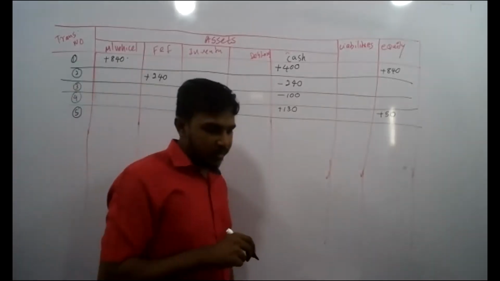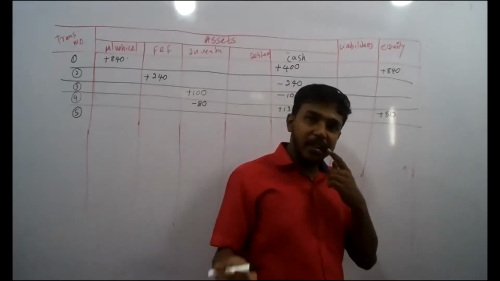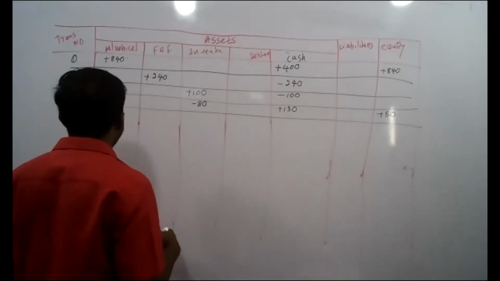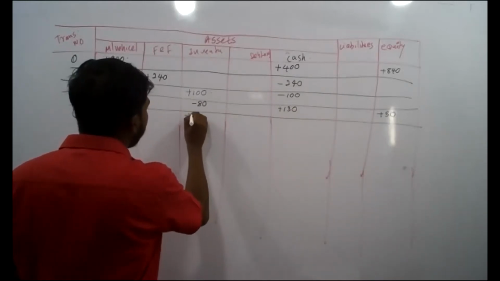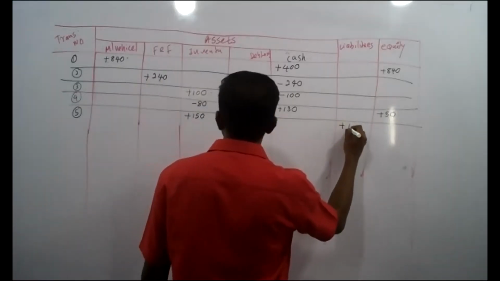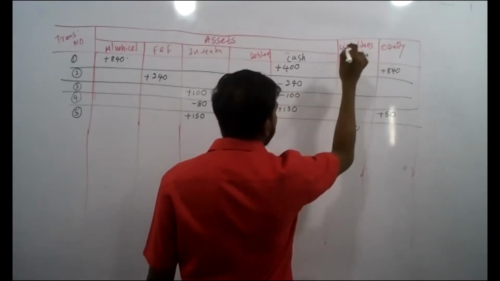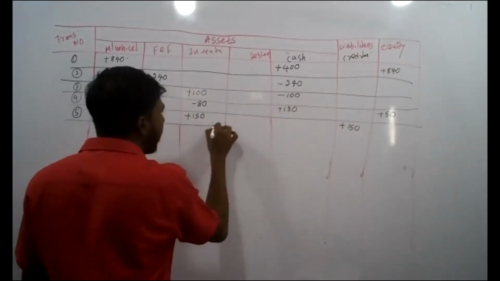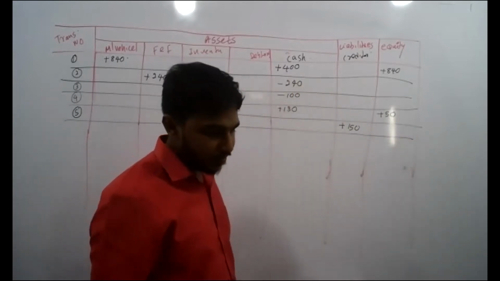Then the fifth one. Purchase goods worth 150,000 on credit. 150,000 on credit. Purchase goods. So whether it's cash or credit, inventory increases. Then liabilities increased by how much? 150. This is a credit. Because it's credit basis, no? Inventory increases, then liability increases.